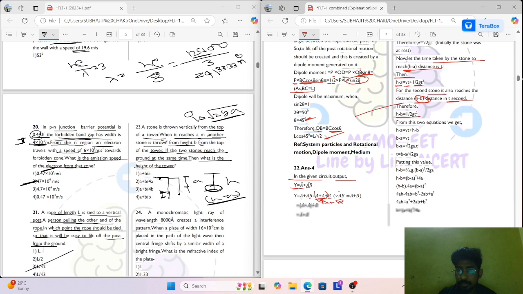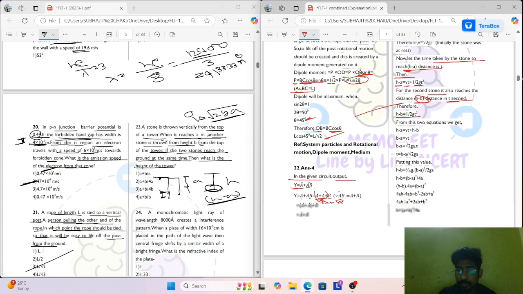A monochromatic light ray of wavelength 8000 angstrom creates an interference pattern. When a plate of width 16 into 10 to the power minus 5 centimeter is placed in the path of the light wave, the central fringe shifts by a width similar to one bright fringe. What is the refractive index of the plate? Lambda is given as 8000. You have to calculate the refractive index.